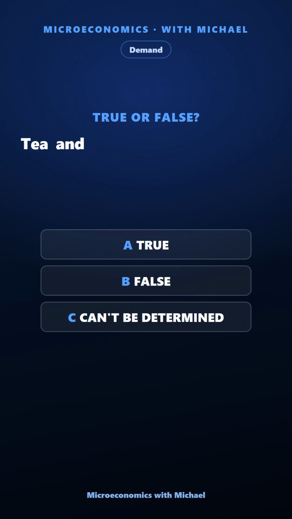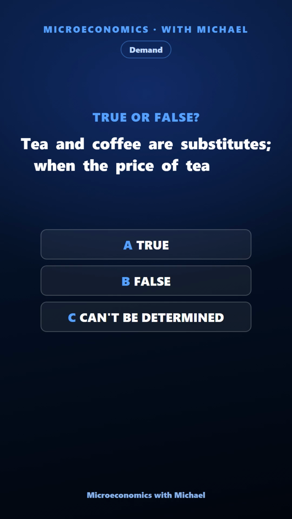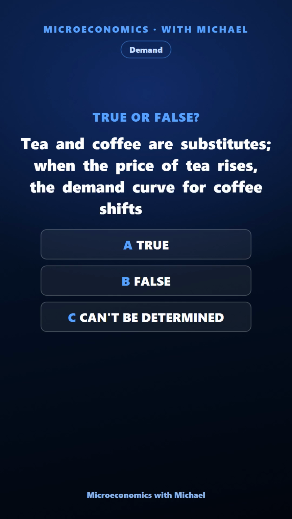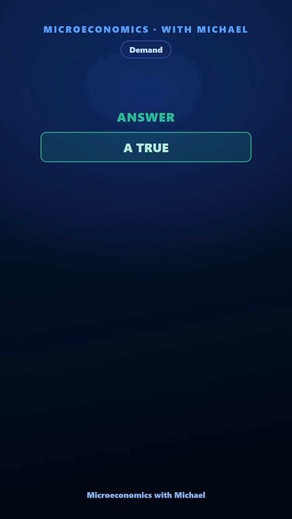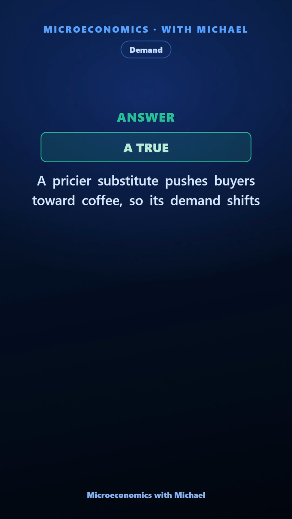Tea and coffee are substitutes. When the price of tea rises, the demand curve for coffee shifts right. True, false, or can't be determined. The answer is true. A pricier substitute pushes buyers toward coffee, so its demand shifts right.